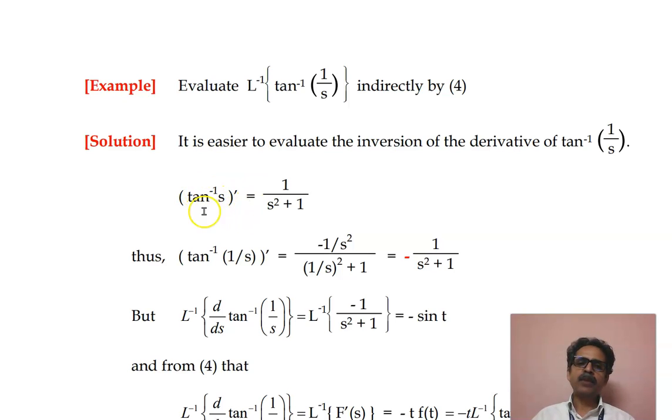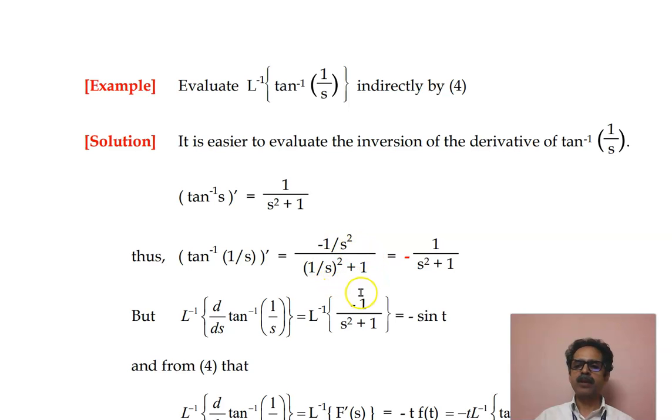Derivative of tan inverse of s is 1 upon s square plus 1, right? Its inverse Laplace transform is quite easy, but we are interested in tan inverse of 1 upon s. So replace s by 1 upon s. If you replace s by 1 upon s, or if you apply the derivative formulas, you will find the derivative of tan inverse of 1 upon s will be like this.